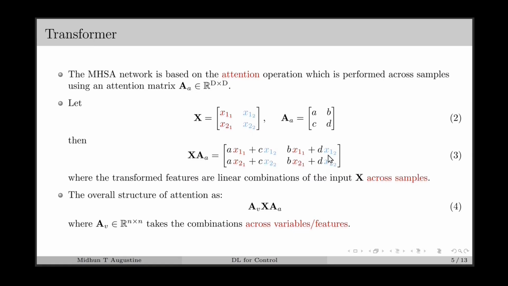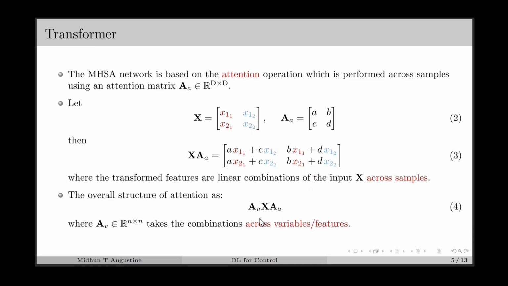This means that the transformed features are a linear combination of the input across samples. This across samples feature makes this transformer model dynamic. We can also use a right multiplication A_V, which is multiplied with x into A. And this right multiplication will take combination across variables or features.